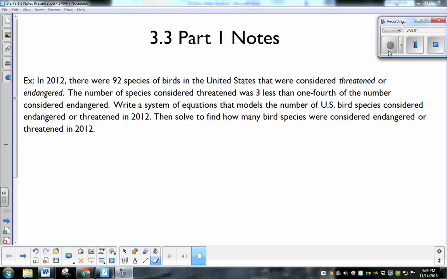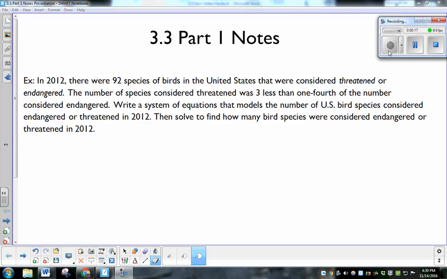These are the notes for section 3.3 part 1. Basically what these are is a lot of word problems that involve systems of equations, and they get into some more complex ones than the ones we've looked at so far. So you should have a note sheet for this. Go ahead and pause this if you need some time to pass it out.